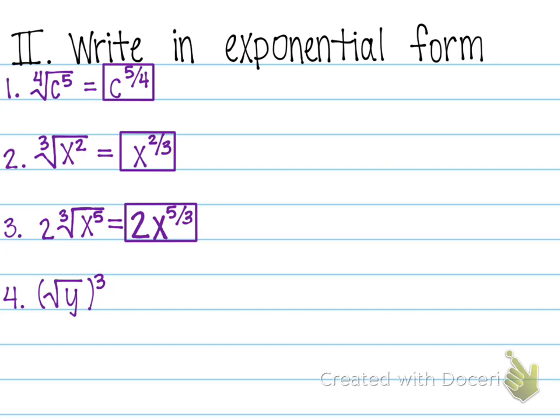Okay, so this is a different form of our radical forms. This is the second one. We haven't used this one yet. We do not have an index here, so remember we assume it is a 2. And then we have our exponent on the outside of our parentheses, and it's a 3. So even though it's not inside, it's still considered our exponent. So we would rewrite it as y to the 3/2.